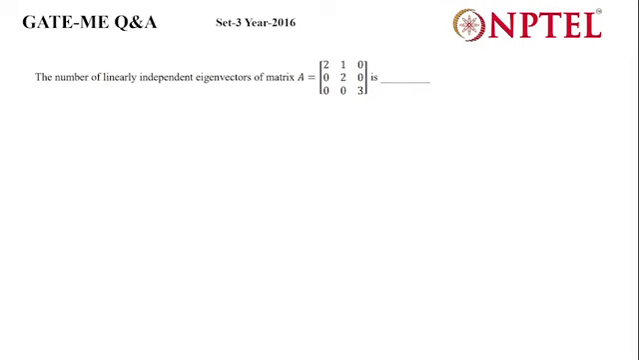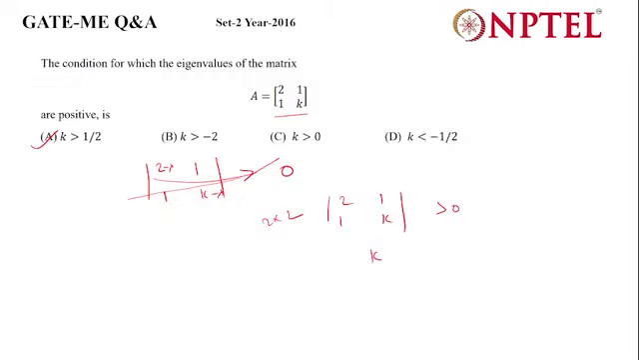Okay, but the question: minor is fine, but the leading minor is obtained by closing the first row and first column, right? Yeah, that is only for 3 cross 3. When you go for 2 cross 2, you will get 2 leading minors. The whole determinant of the matrix will also be a leading minor. So here the determinant of the matrix and k both are the leading minors, right? Yes.